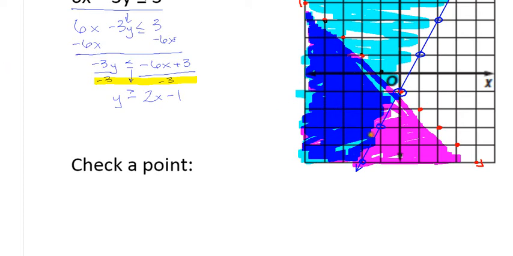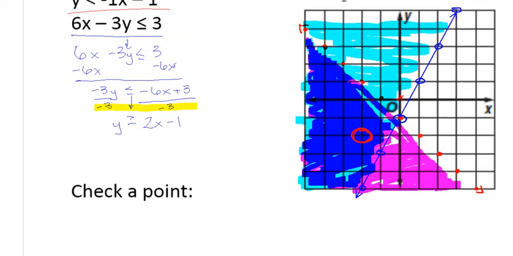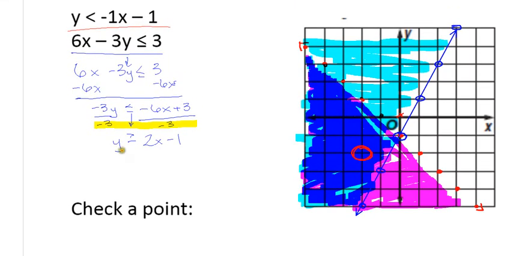I'm going to use red pen here. Let's just use -2, -2. I'm going to use this point here, which is, here's the origin, go back to, down to, so -2, -2. And that means if I substitute -2, -2 into either one of the original inequalities, it should be true. So I'm going to substitute into the first one. -2 is less than -1 times -2 minus 1. So is -2 less than 2 minus 1? So is -2 less than 1? It is. So it works for that one.